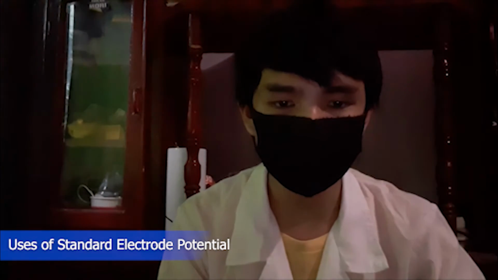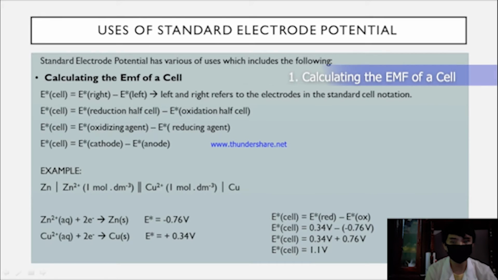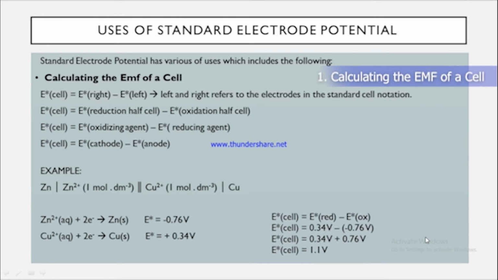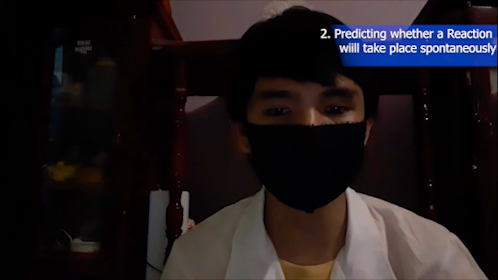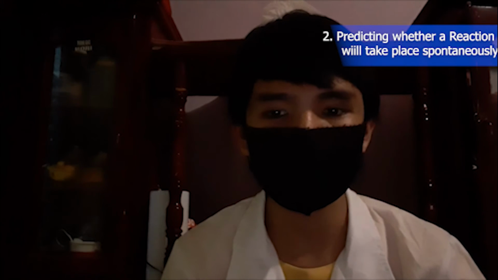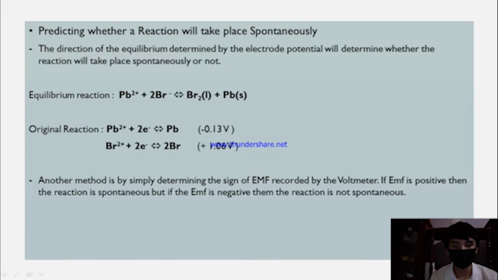Uses of standard electrode potential. Standard electrode potential has various uses which include the following. Number 1 is calculating the EMF of a cell. The following formulas in the illustration are used to calculate the EMF of the cell. Number 2 is predicting whether a reaction will take place spontaneously. The direction of equilibrium determined by the electrode potential will determine whether the reaction will take place spontaneously or not.